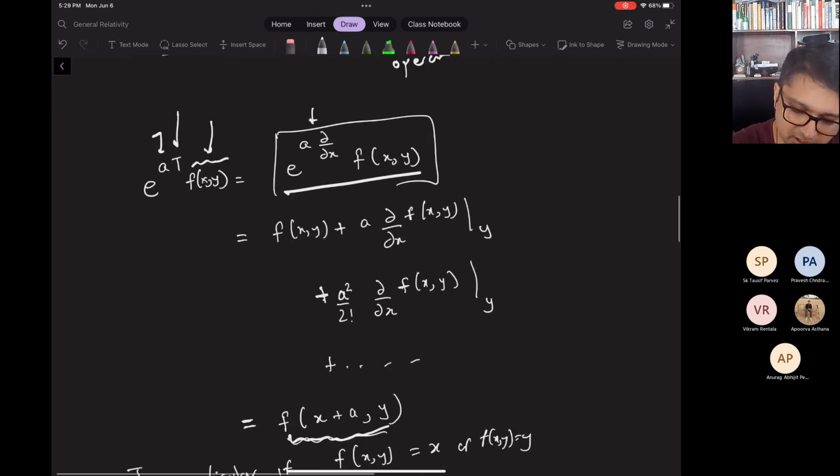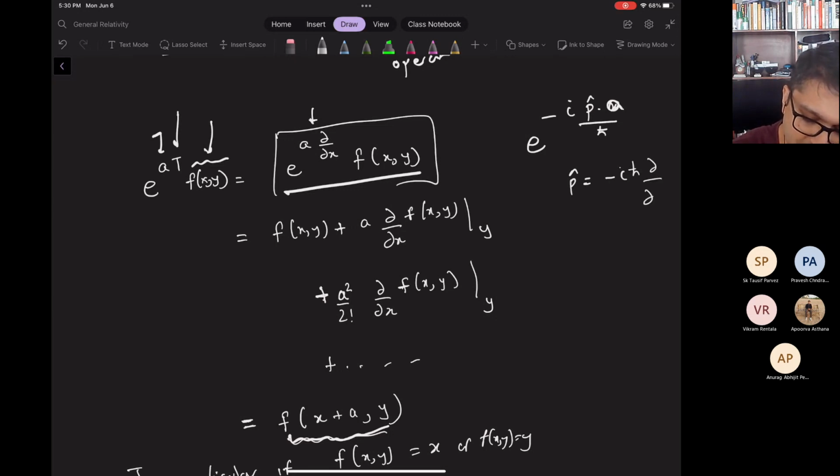In quantum mechanics, your translation operator is something like e raised to minus i p hat dot a over h bar, where p hat is minus i h bar partial x. So if I plug this in here, I get e to the a partial x. It depends on whether I'm doing an active or a passive transformation, but let's just say it's something like this. So this operator just gives me this, in quantum mechanics, and it's the same thing here.